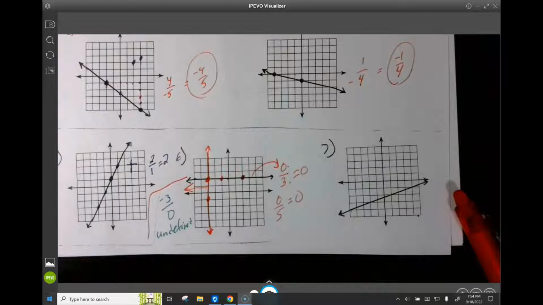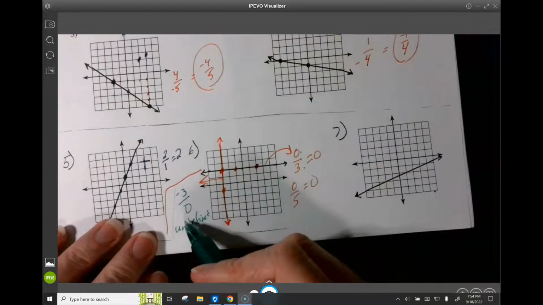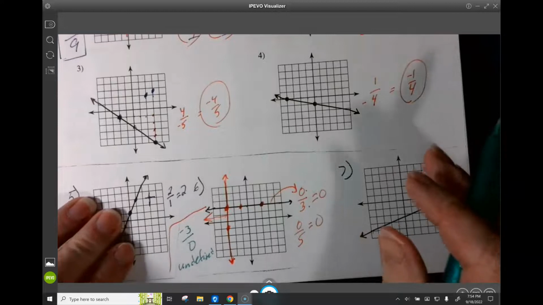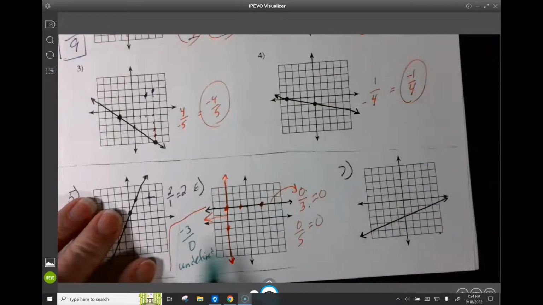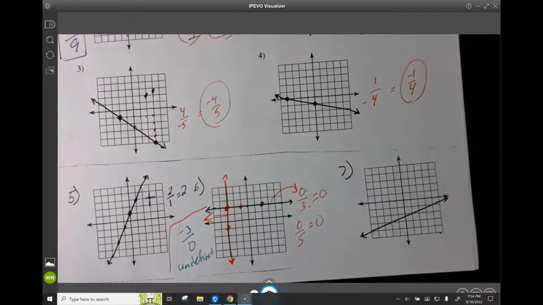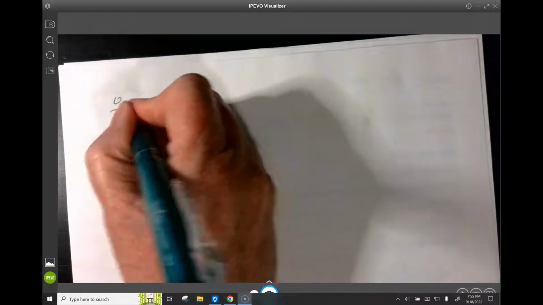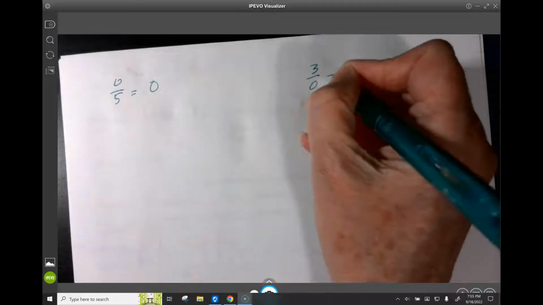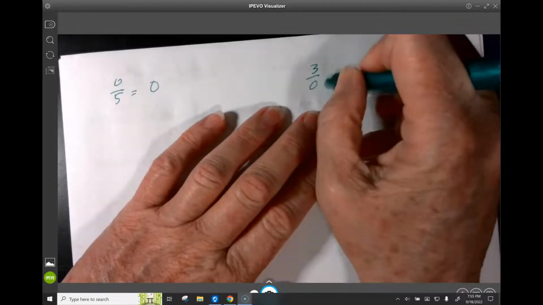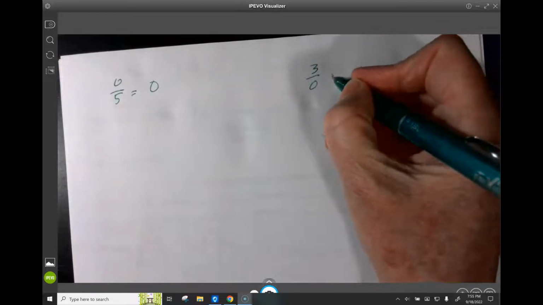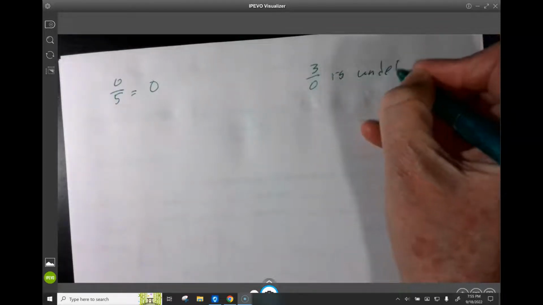Wow, I have a lot of notes I want to put in there. Okay, so I'm going to take some space and give you some more notes, because there's a really helpful way to remember this. So I'm just going to take a piece of paper and find a blank space. I want to kind of summarize what we've just done. We had 0 over 5 was equal to 0. And we had 3 over 0, not equal to, it's just undefined. Okay? So anytime you divide by 0, it's undefined.